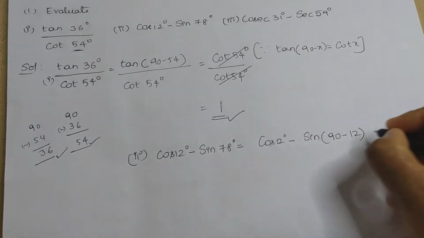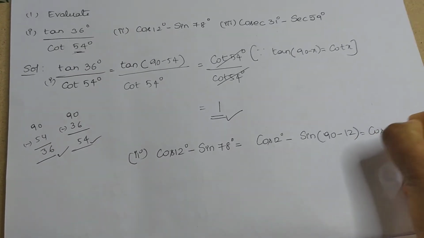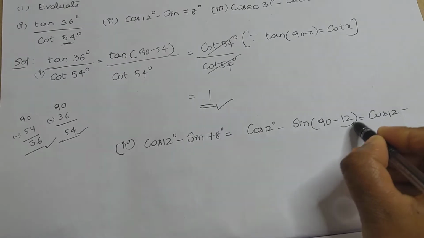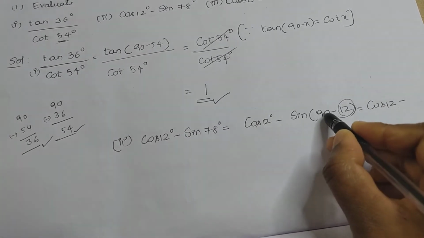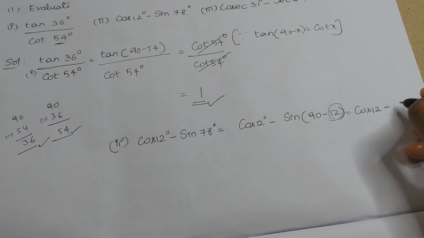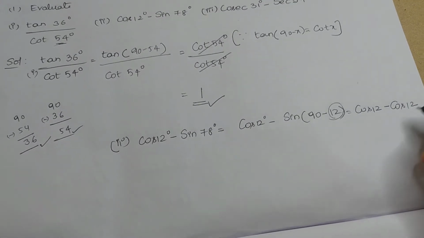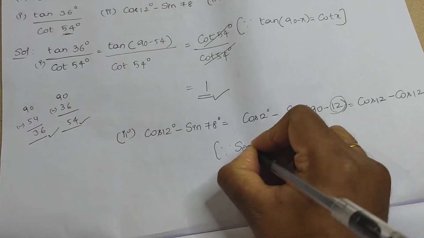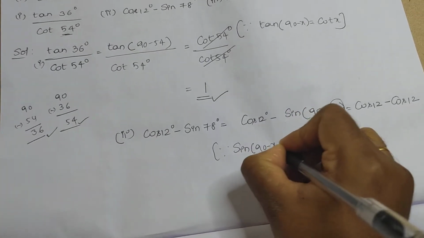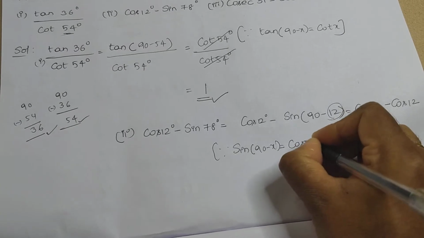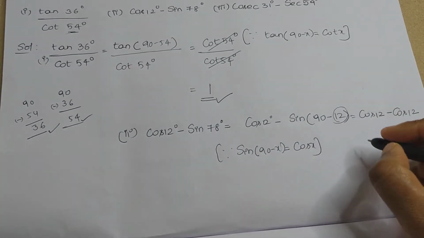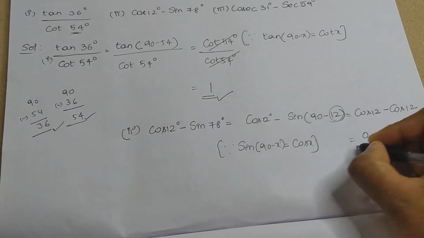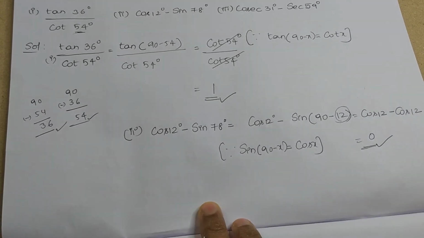That is equals to cos 12 minus sin of 90 minus 12. See, when you consider this 12 as x, sin of 90 minus x can be written as cos x. Write it here in brackets, since sin of 90 minus x equals cos x. You have to write this in brackets, on which basis you have taken this. Therefore cos 12 minus cos 12 will be getting 0.